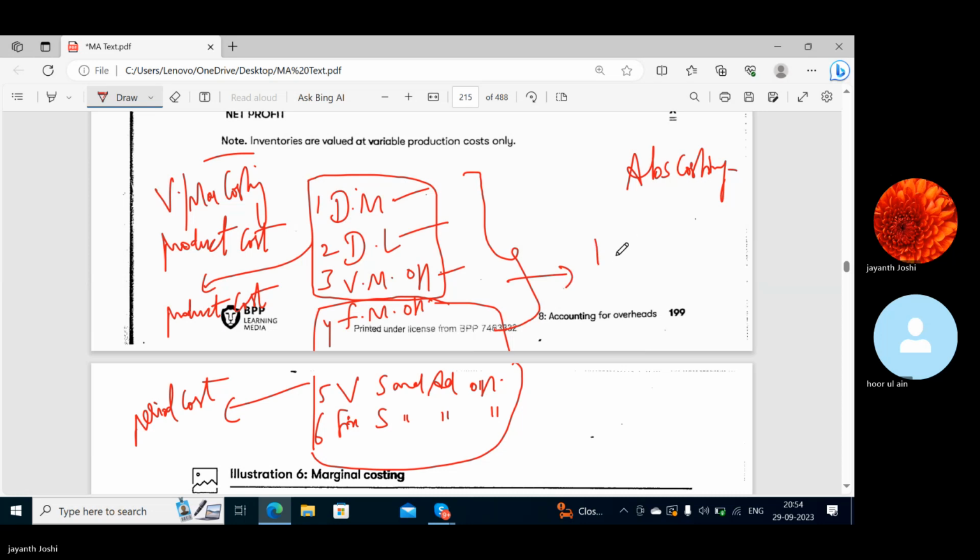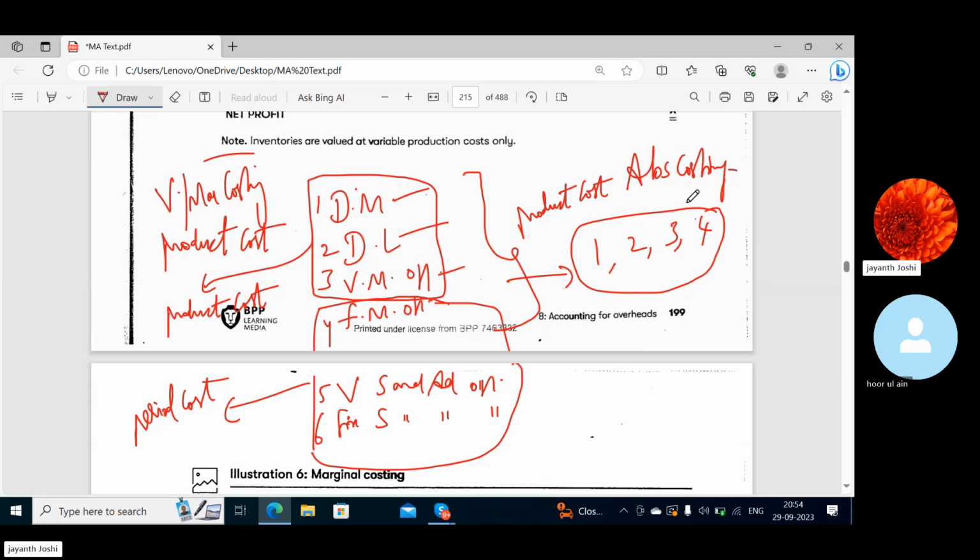1, 2, 3, 4: that is material, labor, variable manufacturing overhead and fixed manufacturing overheads. That means they are taking the fixed manufacturing overheads as well. Why? Because they consider full cost. They not only take variable cost, but they take fixed cost as well. But that too, it should be manufacturing cost. So 1, 2, 3, 4 are product cost.